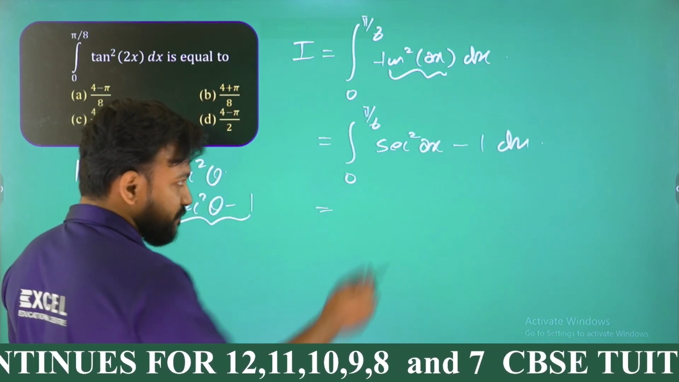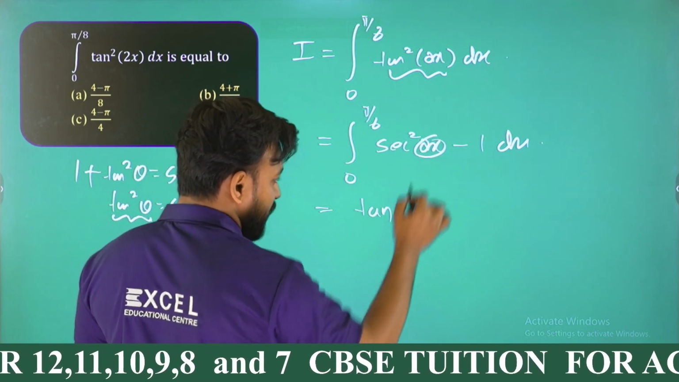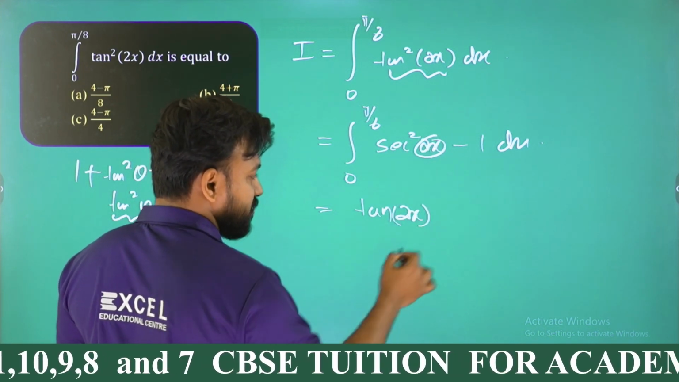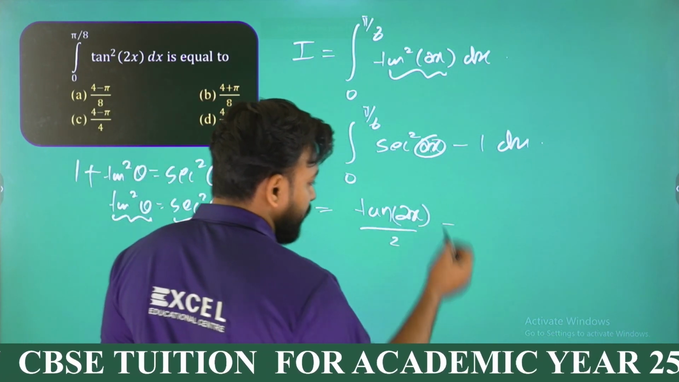When you differentiate, the derivative of sec square x is tan x, but here it is 2x. What is the derivative of 2x? It's 2, so I divide by it. I explained why. How did I do that?